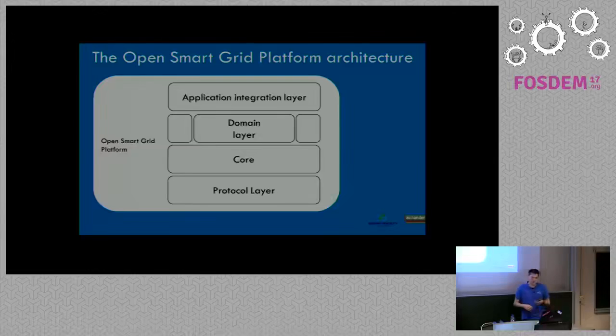Then you get a core layer which reroutes the messages to the correct protocol adapters. You can have multiple protocol adapters within the same domain, and that core layer also incorporates all the generic functions like time synchronization and keeping track of all your devices, so a list of devices. And below you have the protocol layer, which talks directly to devices with different protocols.